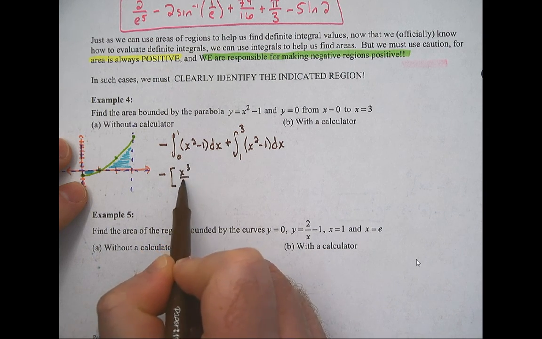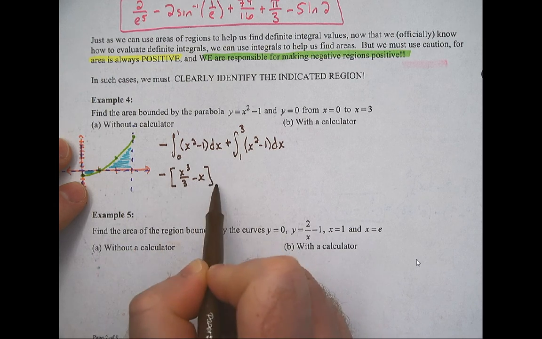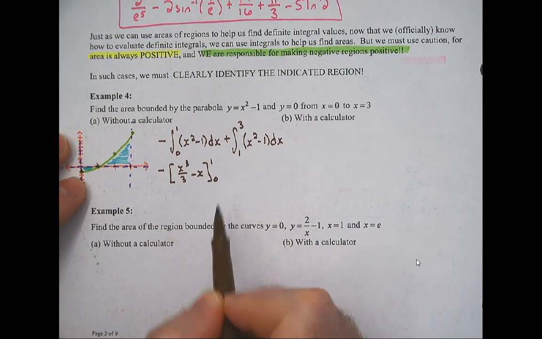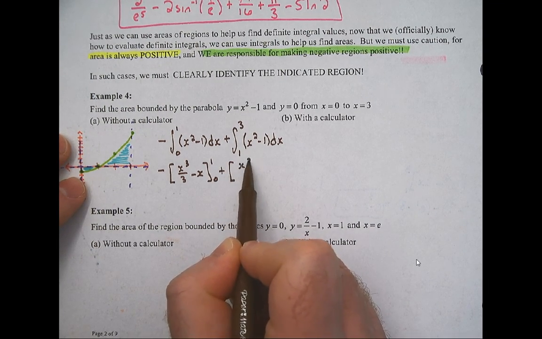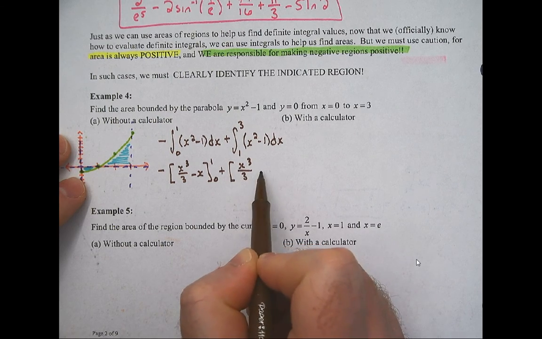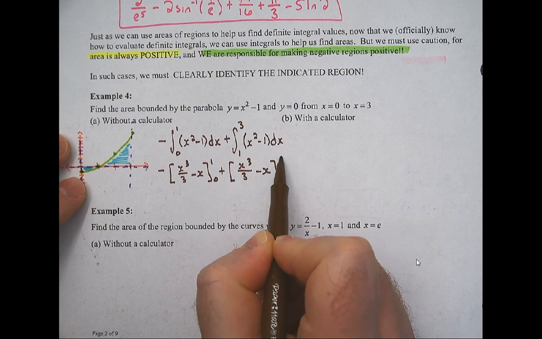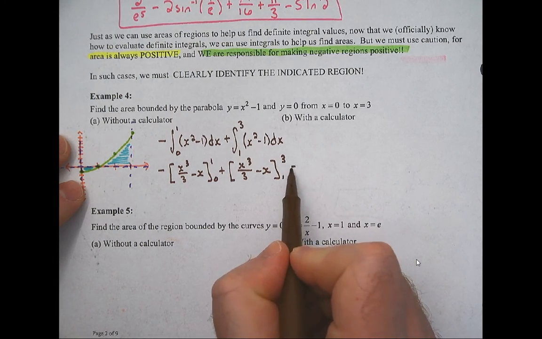x cubed over 3 minus x. I don't need a plus c, because I have a definite integral. Plus, it's going to be the same thing, x cubed over 3 minus x, and this one goes from 1 until 3.